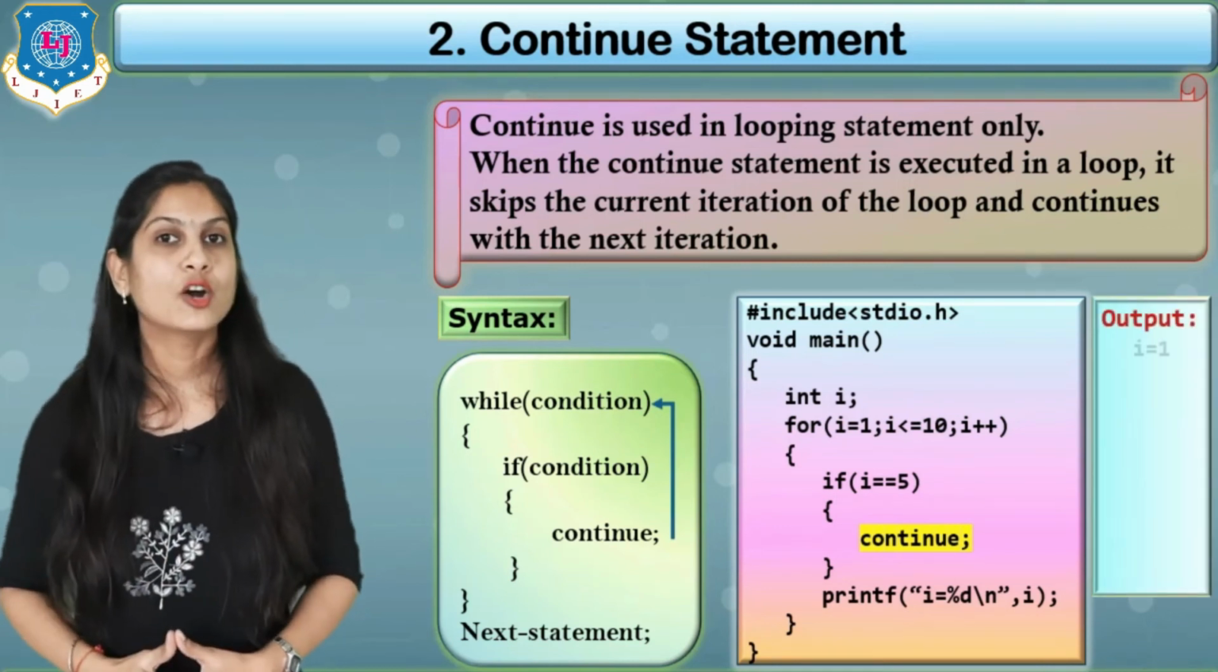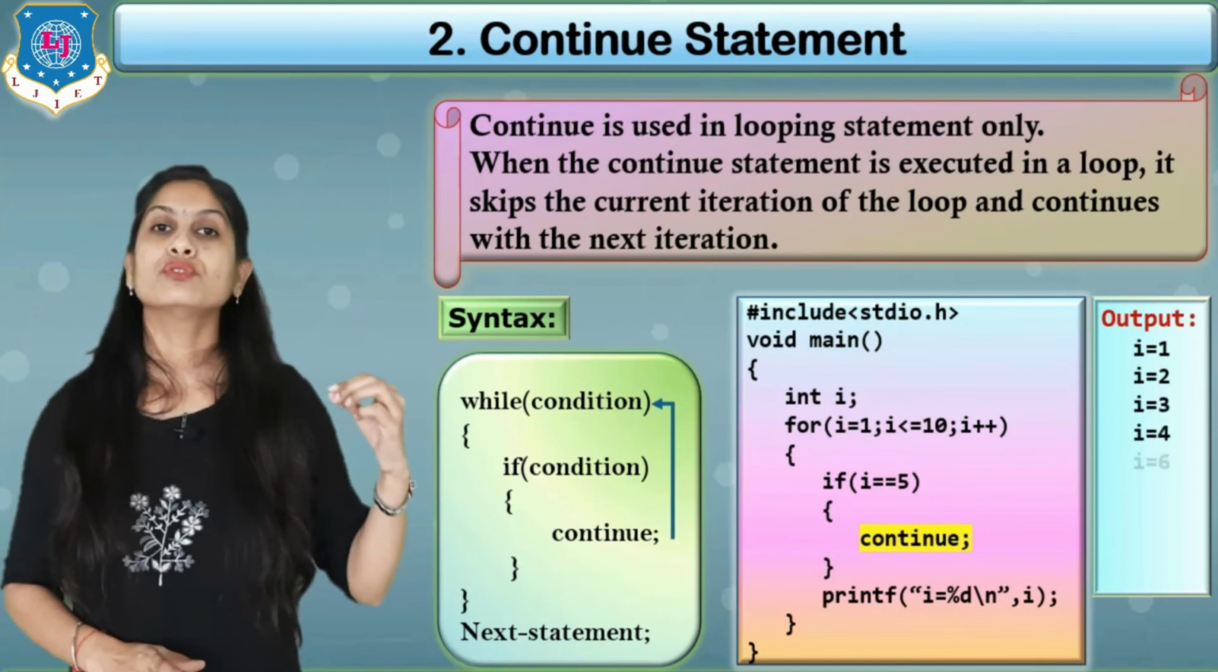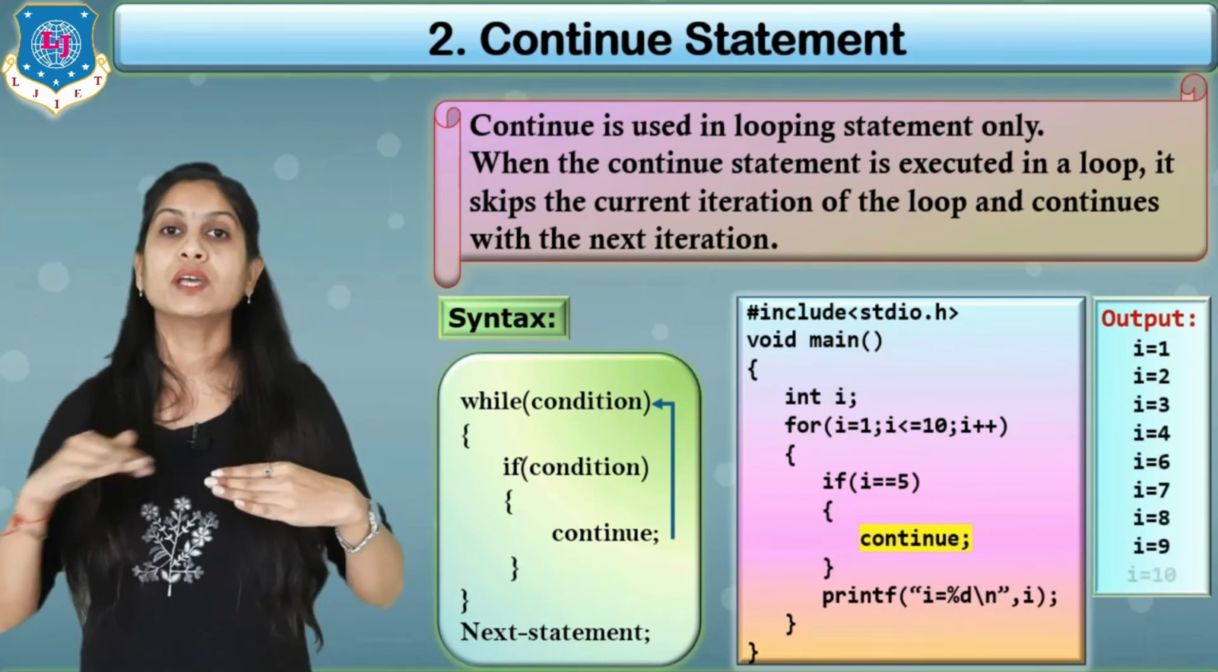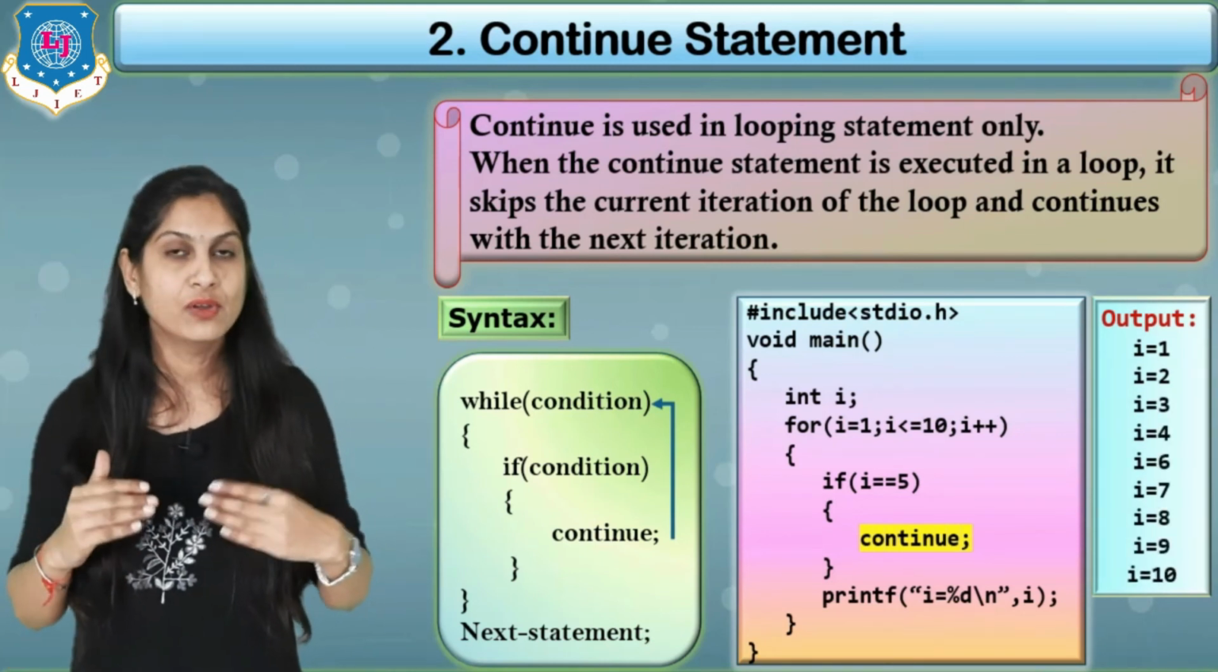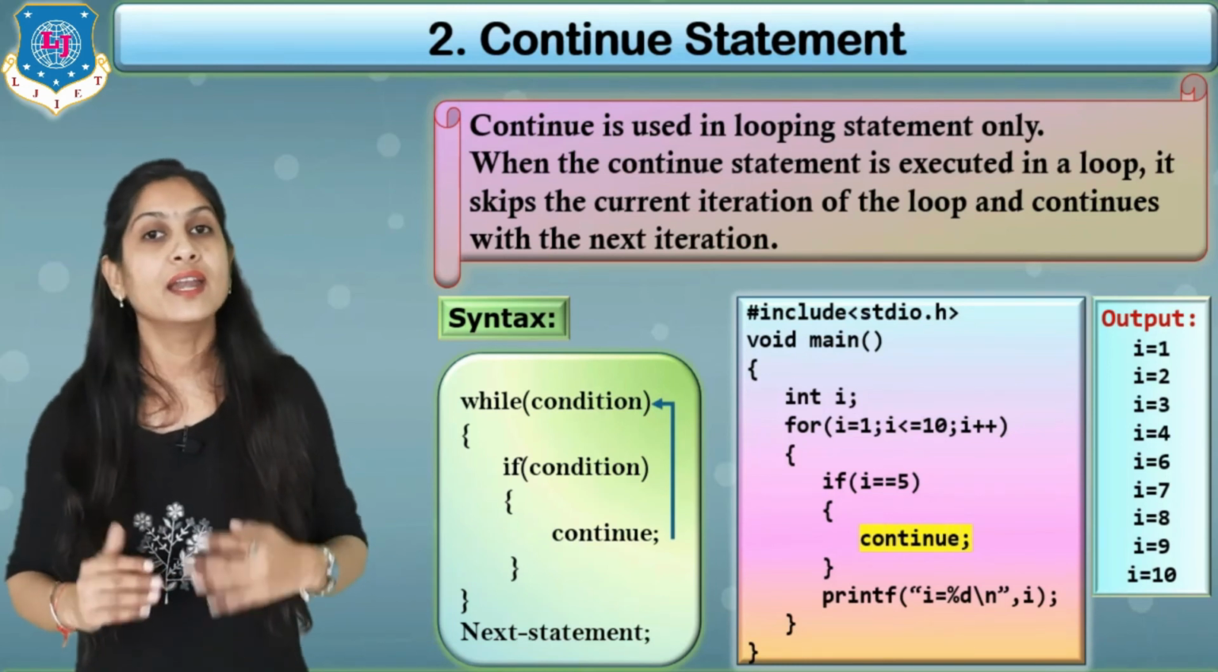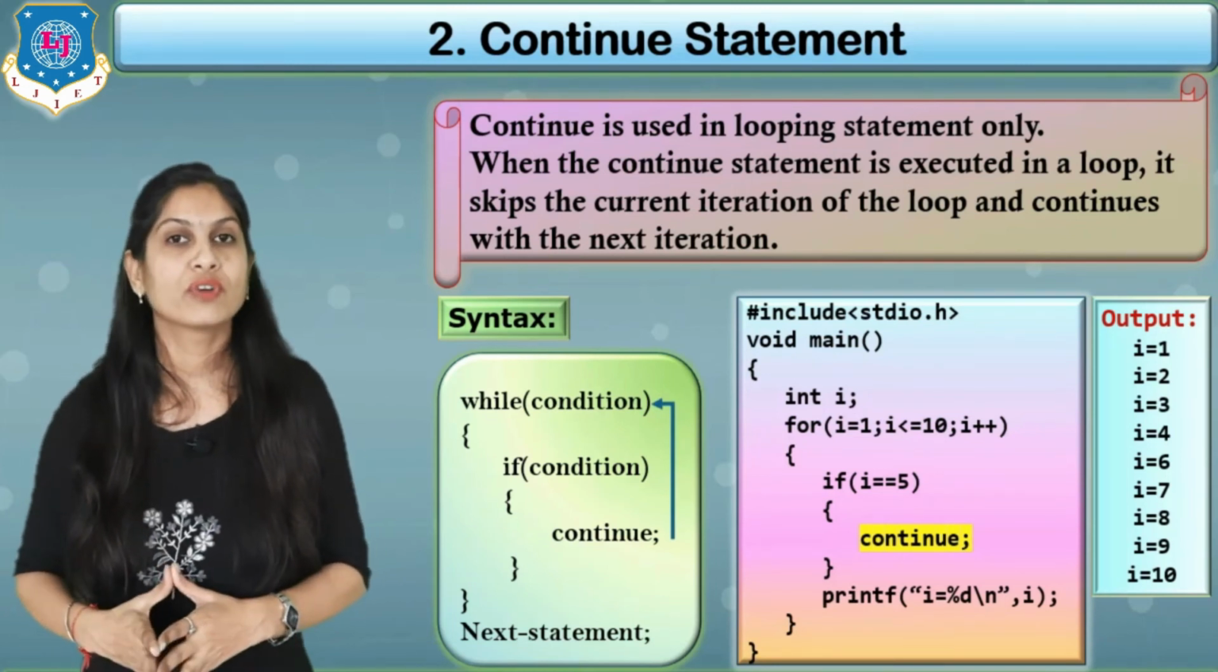So our final output is what? 1, 2, 3, 4, then skip the printf for i equals 5, and then 6, 7, 8, 9 and 10. So this is the use of continue.